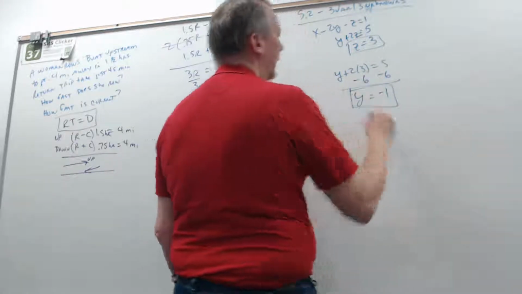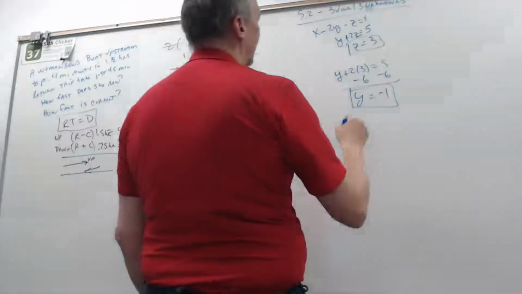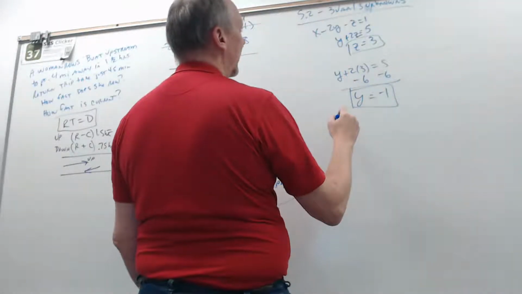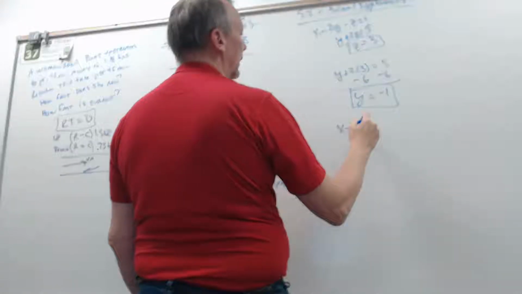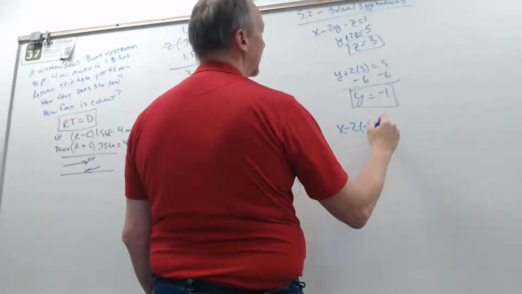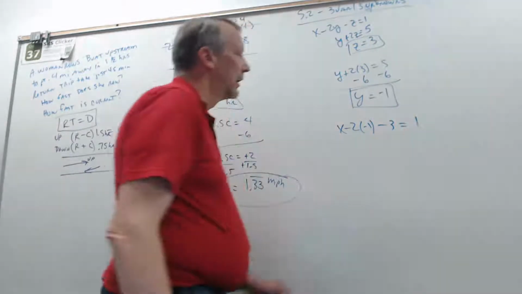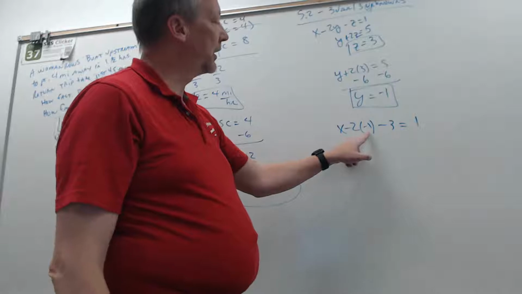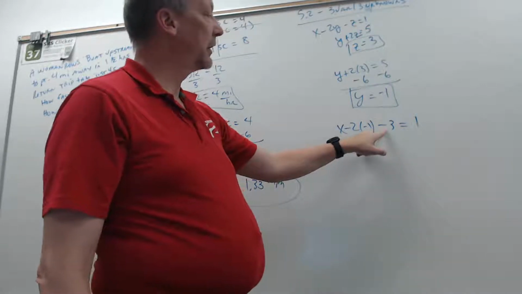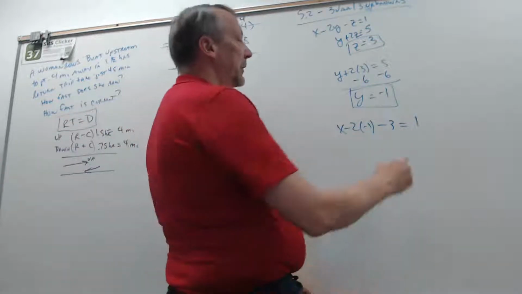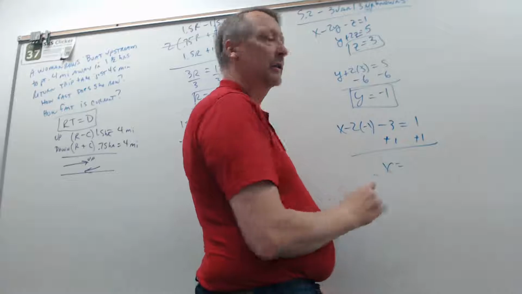And then just plug both of those back into the first one. X minus 2 times negative 1 minus z, which is 3, equals 1. Negative 2 times negative 1 is positive 2, minus 3 is negative 1. So I want to add 1 to both sides. So we get x equals 2.